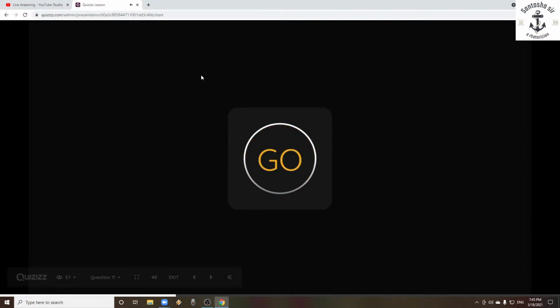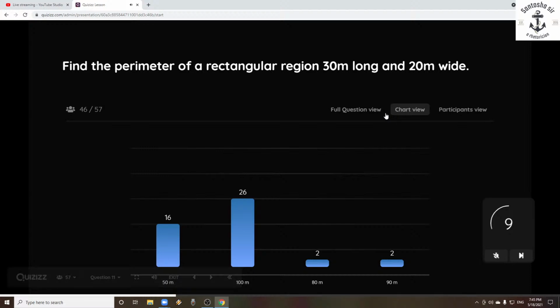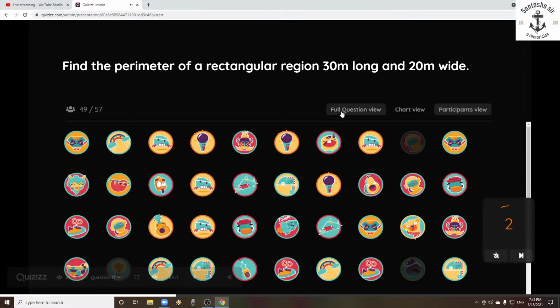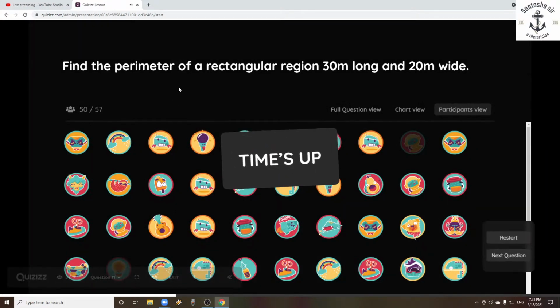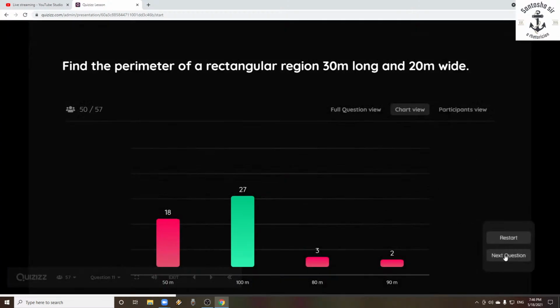Question number 11 on your screens now. Find the perimeter of a rectangular region 30 meters long and 20 meters wide. So you need to remember the formulae. Time is up. 50 members answered it now out of 57 participants. 6th, 7th positions were pulled up with the new people. 27 members answered this question correctly.